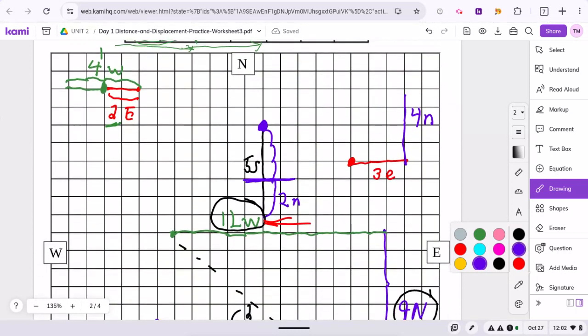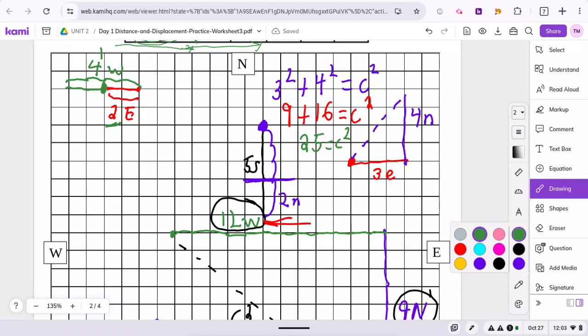Let's find the displacement. So remember, displacement would be the straight line between these. You would need to use the Pythagorean theorem again. So you would do for this one, 3 squared plus 4 squared equals c squared. So you'd square 3, which is 9, square 4, which is 16, and then you add these two together. 9 and 16 is 25.